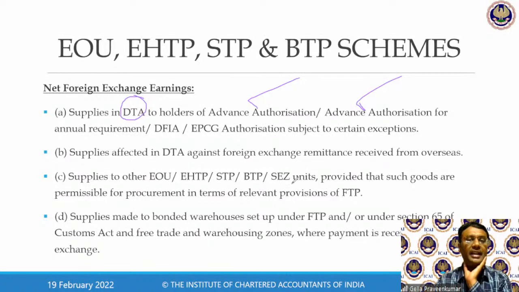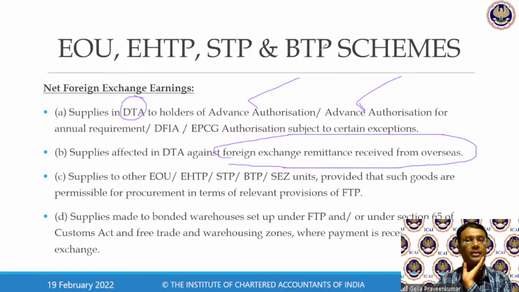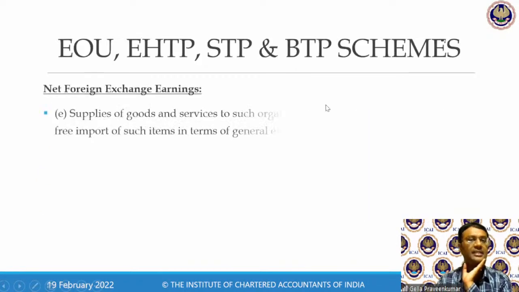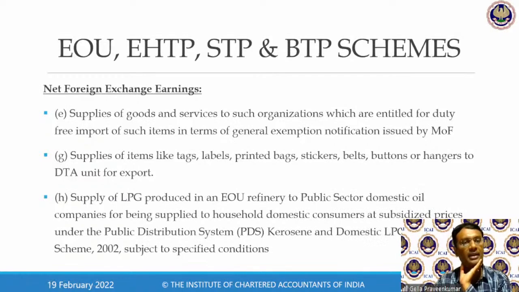Supplies effected to DTA where money comes in a foreign currency. Supplies to EOU, FTP or other units, again considered. Supplies to a bonded warehouse where manufacturing activity happens and from there export happens, again considered as a scheme for NFE.